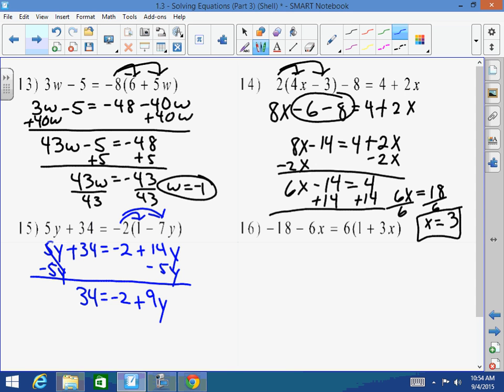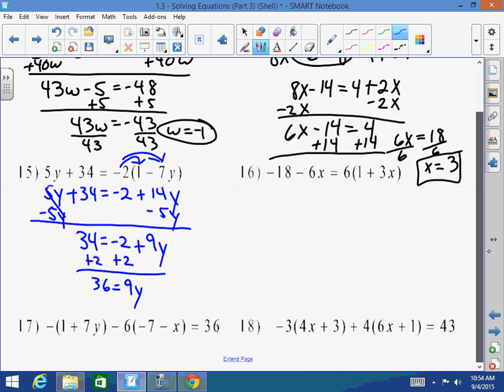Yeah, he's doing it great. Yeah, you add 2 to both sides. Fantastic. 36 equals 9y. That's it, brother. You got it. You divide 9 to both sides, and y equals 4.